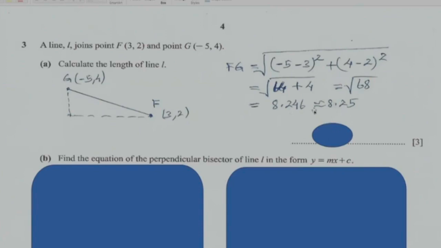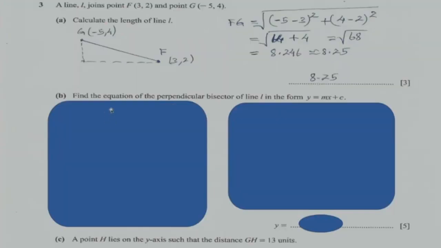It is approximately equal to 8.25. Find the equation of the perpendicular bisector of line L in the form y equals mx plus c. So we have to find the perpendicular bisector. For this, we know we have to calculate the gradient of the bisector and the coordinates of the bisector.